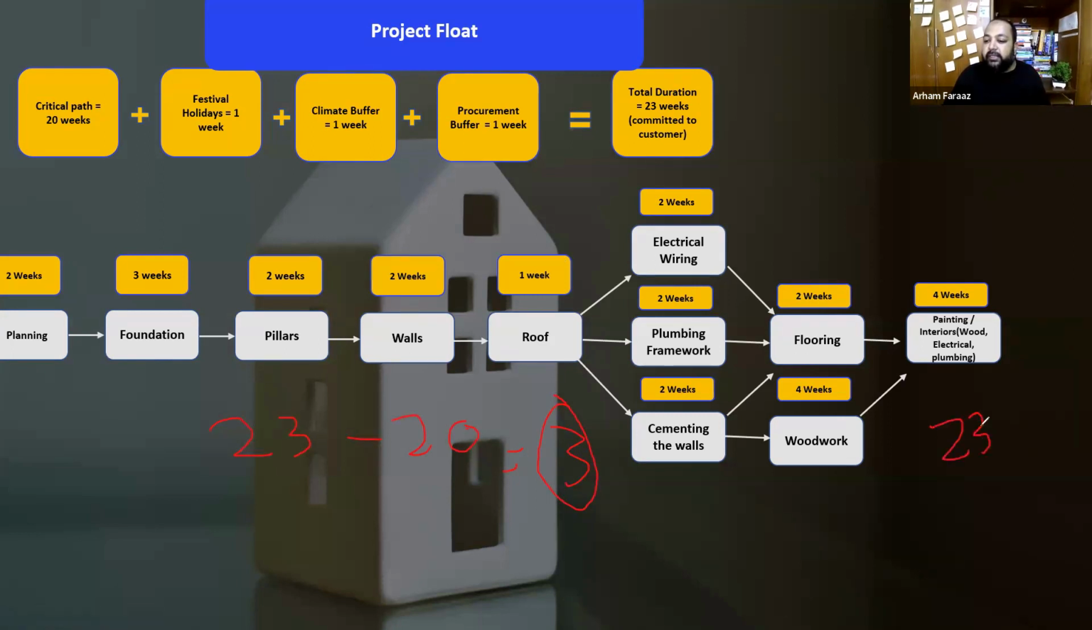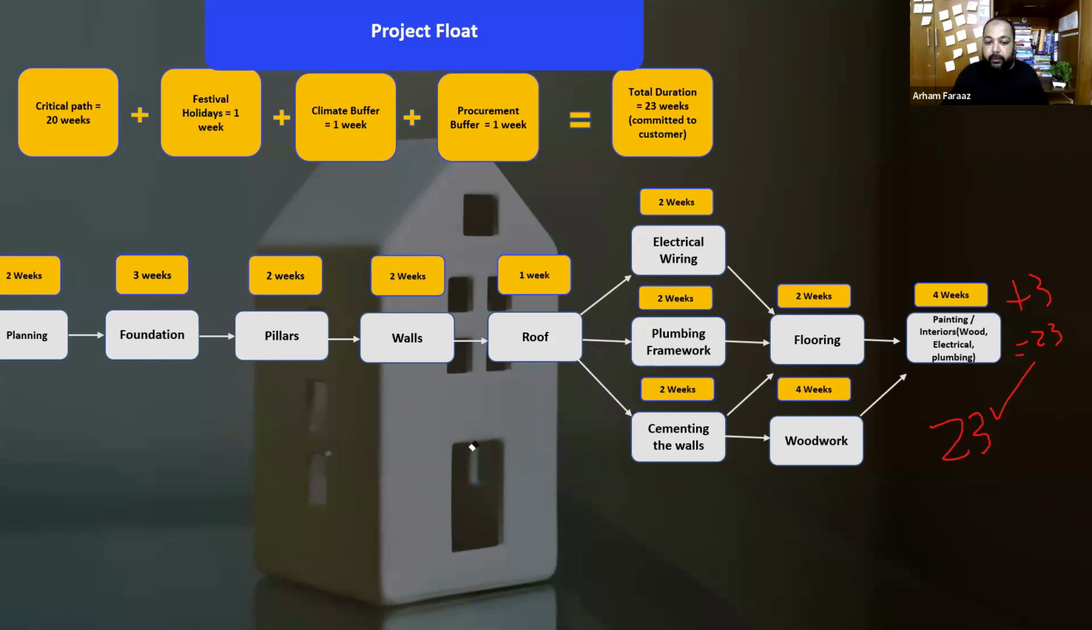After 23 weeks, I'll give you the project. At the end of the critical path, plus 3 more weeks is what I'm adding here. So 23 weeks is what I'm committing to the customer. This is the project float. As a project manager, you have to take care of all the risks and issues that could happen, and add proper buffers and estimates. This is not called padding, but these are realistic things you have to think of: what could go wrong on the project. Put all this information in and then give the final date. So always consider adding a project float before giving a date to the customer.